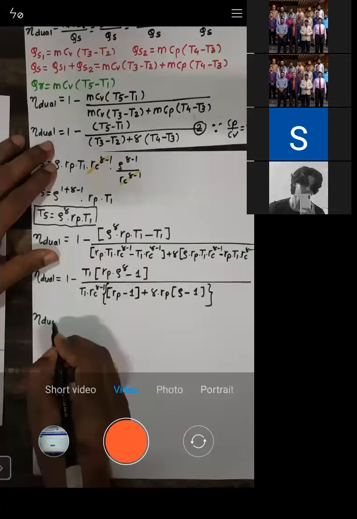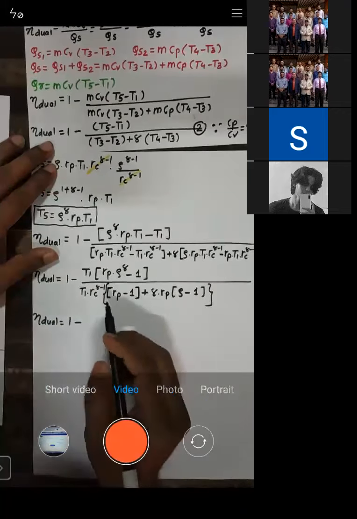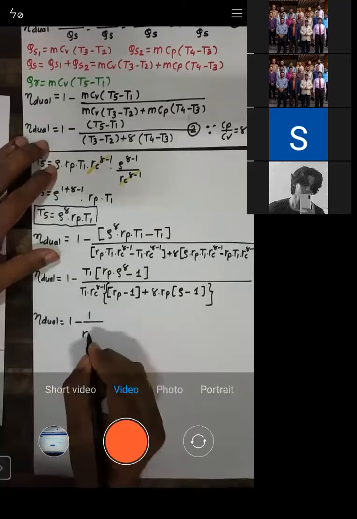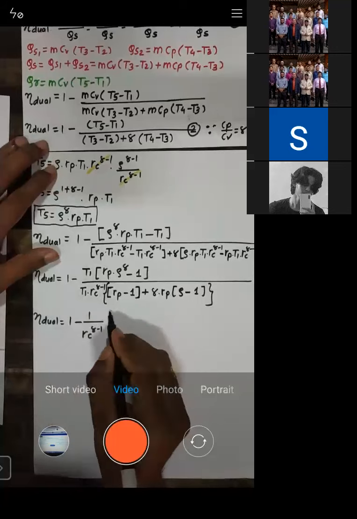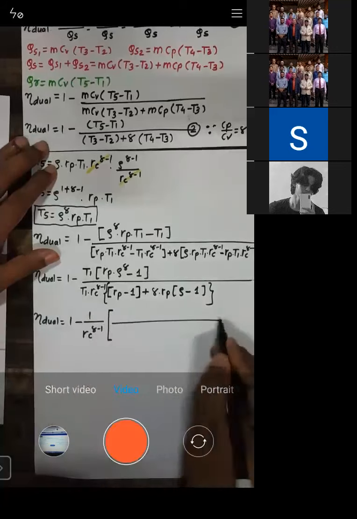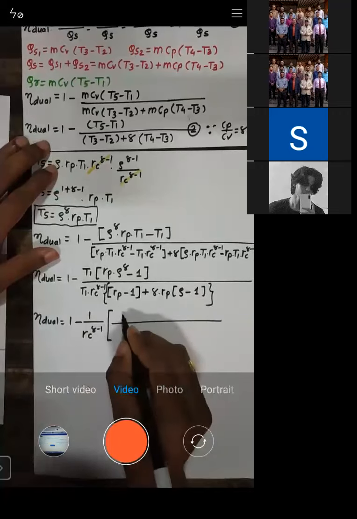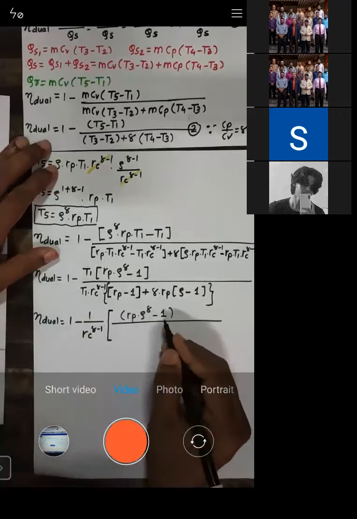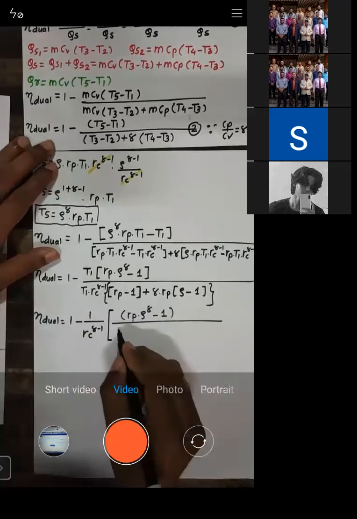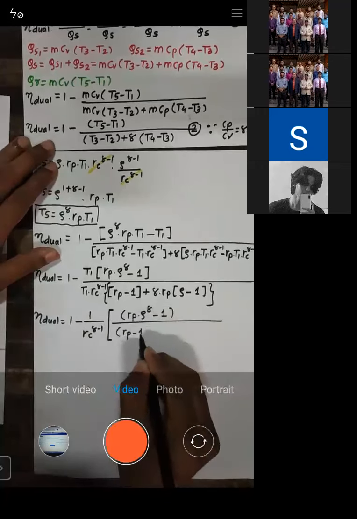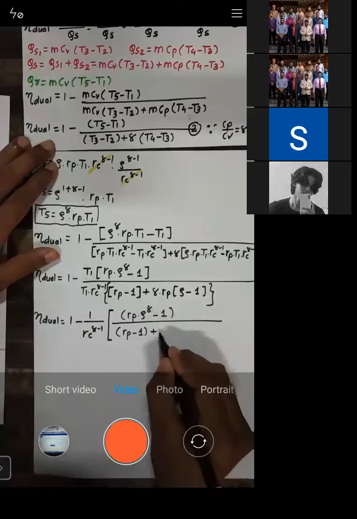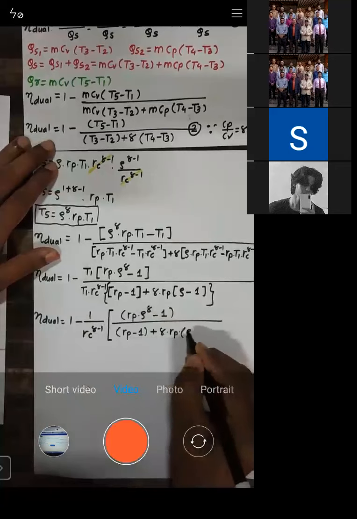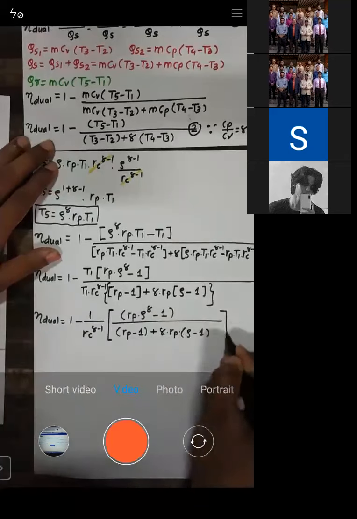So what is remaining? Efficiency of dual cycle, how will you write it down? It is given by 1 minus, T1 gets cancelled, 1 upon Rc raised to power gamma minus 1, into bracket, what is remaining: Rp into rho raised to power gamma minus 1, upon Rp minus 1 plus gamma into Rp into rho minus 1. Is that okay, all of you?